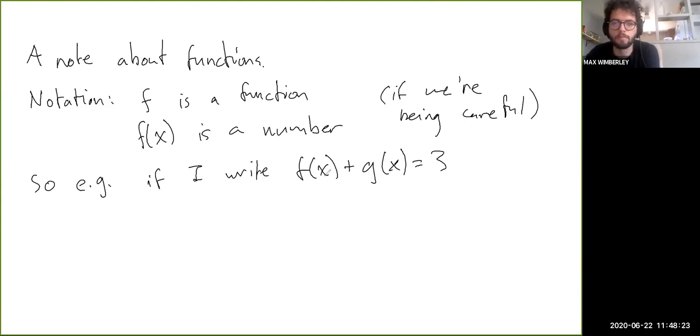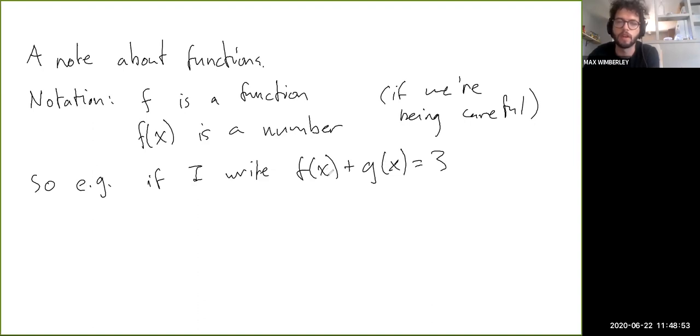If I write something like that, devoid of context, it might not be obvious whether I'm saying f of x plus g of x as functions always equals 3, like it's the constant function 3, right? If I'm adding these two functions together at every value of x and I get 3 always, right? Or maybe this equation is just true for a specific value of x, right? And usually that would be clear from context. Like we would talk about what x is really.